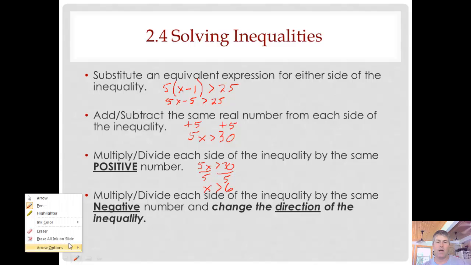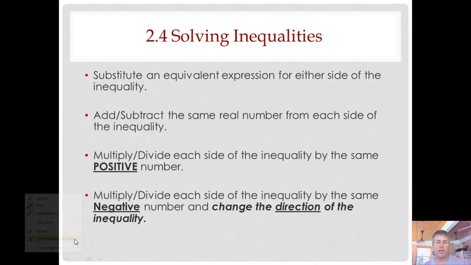Okay. Now the rules here change a little bit. If we multiply or divide each side of the inequality by the same negative number, we have to change the direction of the inequality. Okay, so greater than becomes less than, etc.